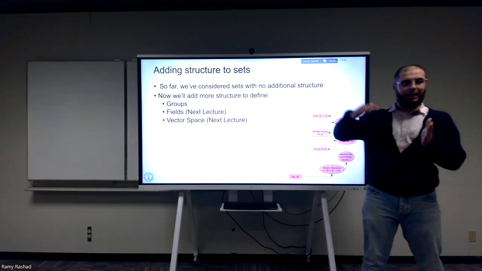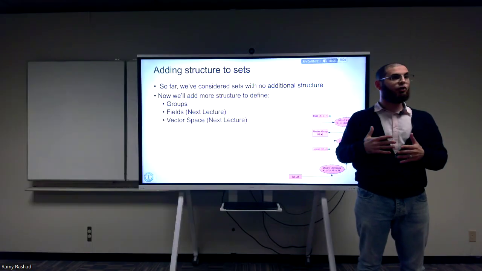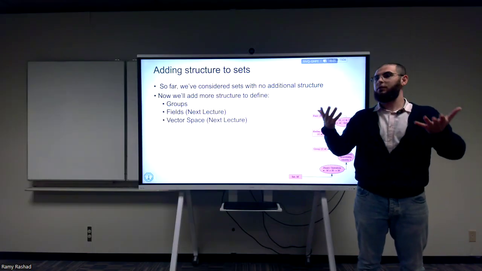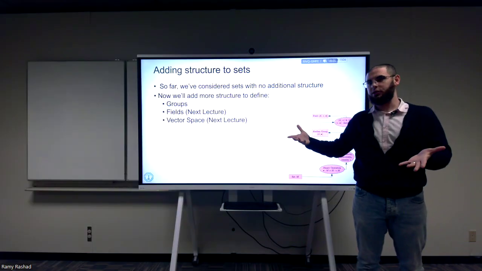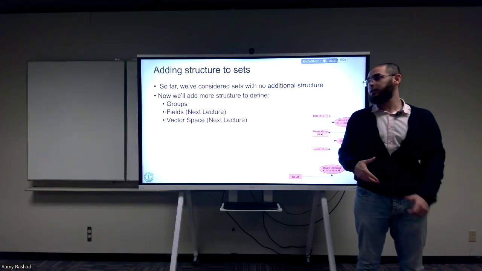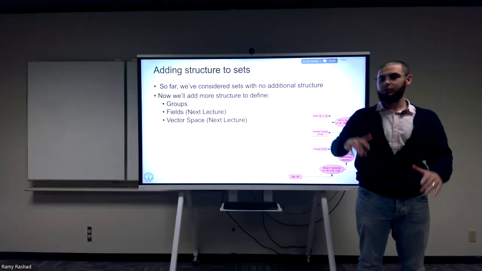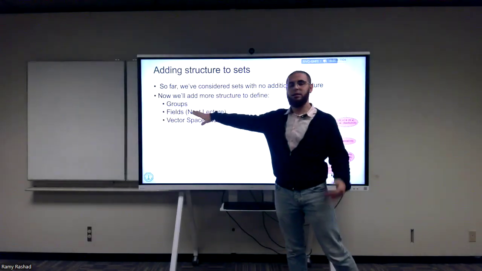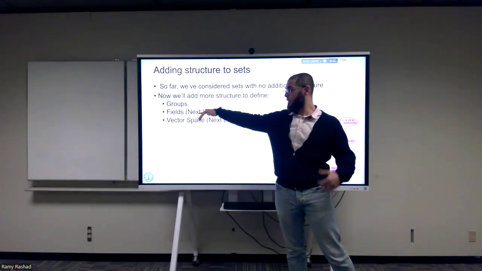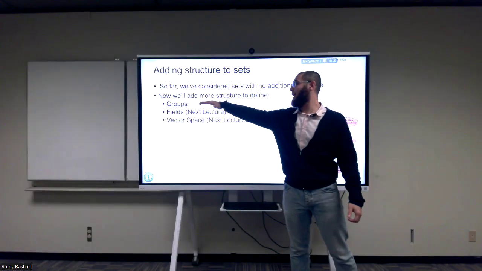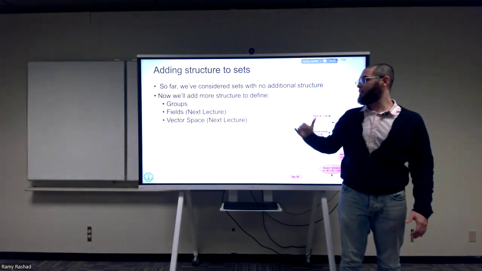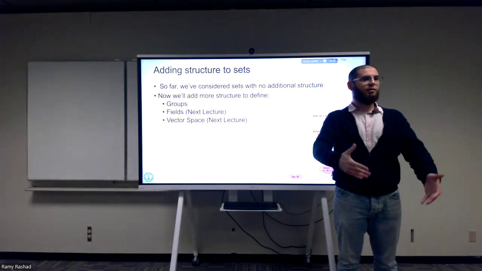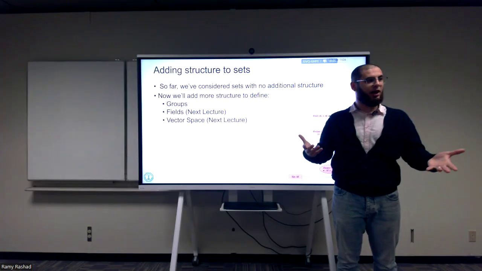And we're going to go one level higher. Now we're going to introduce a new kind of object, a new kind of space, which will be a set plus extra structure, plus some extra stuff that we can do with it. We're going to build it step by step. In this lecture and the coming lecture, we're going to look at groups, fields, and vector spaces. Each one of them is a different structure, a different kind of space.